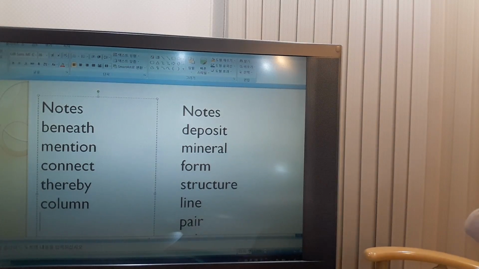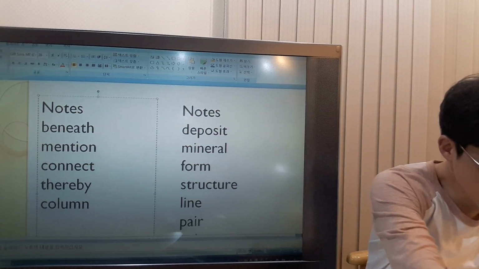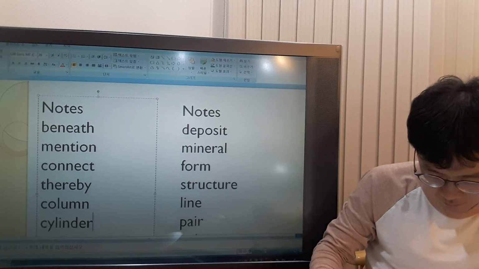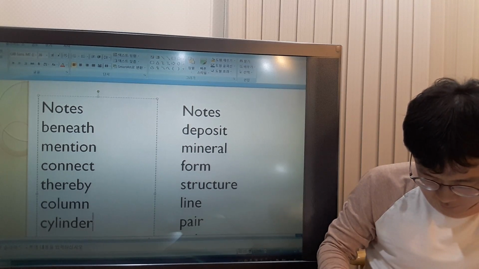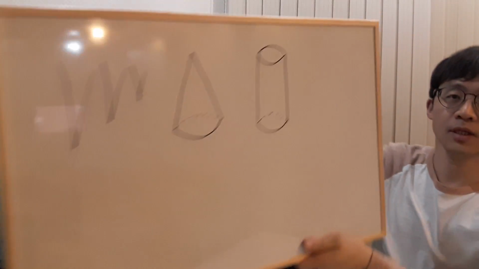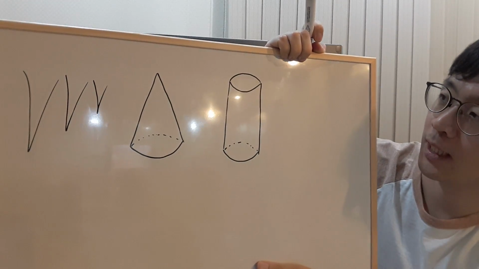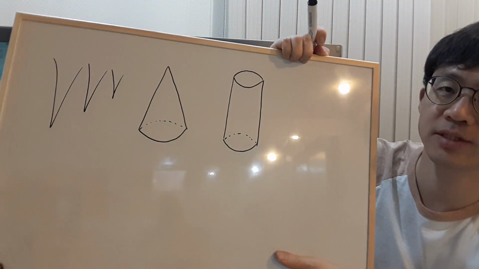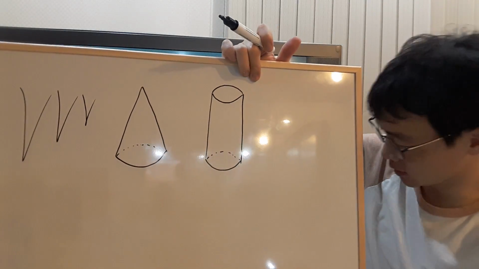Okay. Cylinder. What is a cylinder? Cylinder is a shape which has circular ends and long sides. That's a cylinder. Okay, so column is this shape.